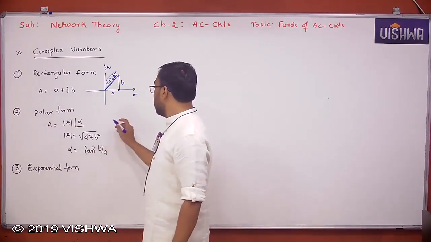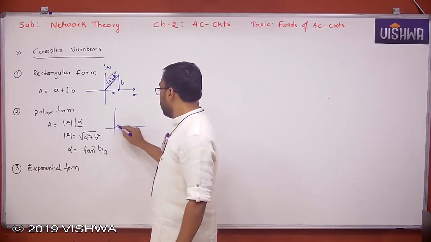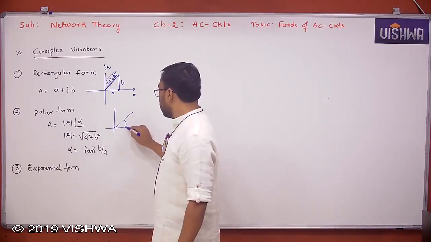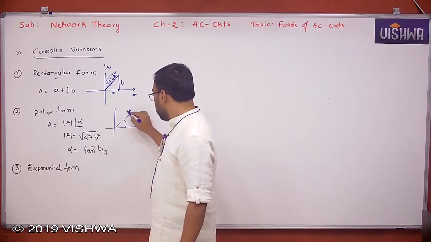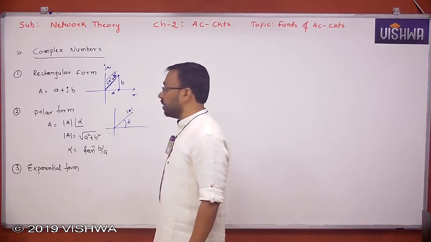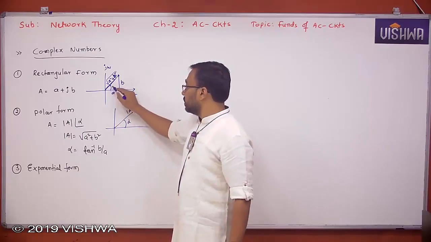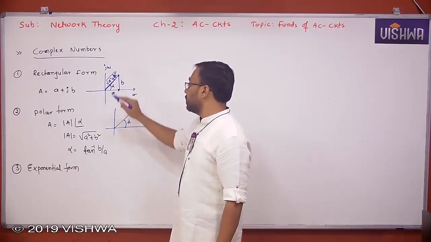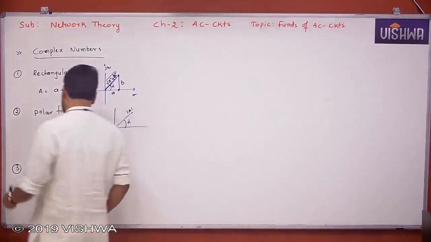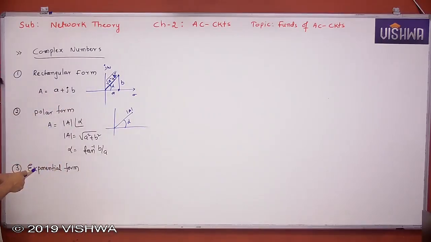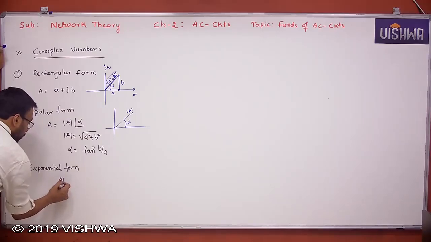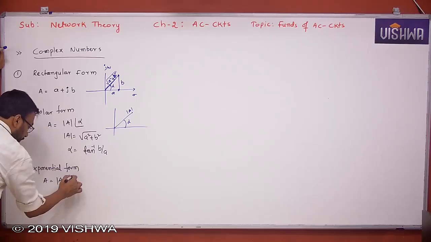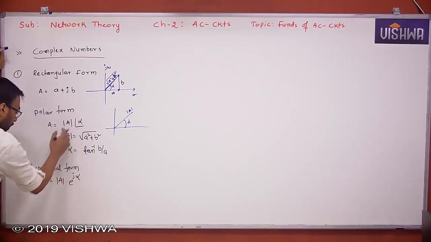In the same thing, you can also represent the magnitude and phase angle. This is magnitude A, and this is the angle alpha, you can say. Here also the same thing, but this is a rectangular form representation, this is a polar form representation. Now exponential form can also be taken. Exponential form: A is equal to A e to the power j alpha. The same thing, alpha and A.